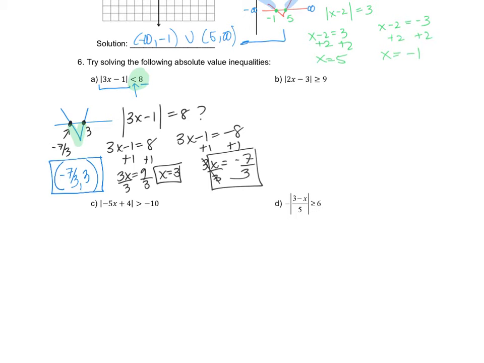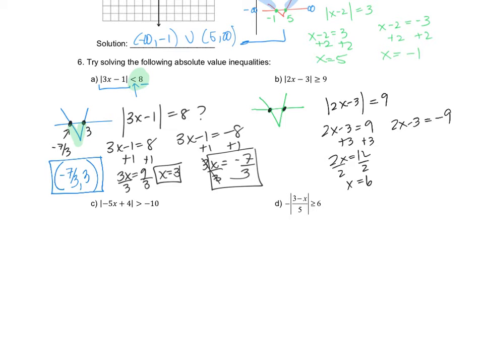For part B, we're still asking for absolute value, so I picture a v, and I'm going to compare with 9. So again, I want to find those intersection points. So I want to know when the absolute value of 2x minus 3 is equal to 9. So that happens when either 2x minus 3 is 9 or when 2x minus 3 is negative 9. So solving these guys, I get 2x equals 12. Divide by 2, we get x is equal to 6.